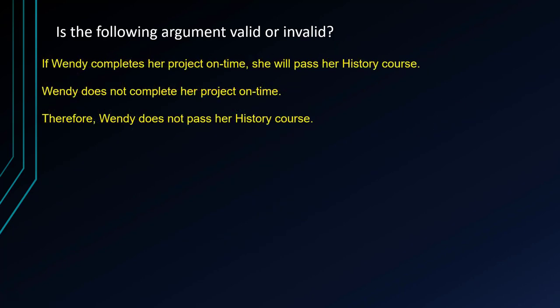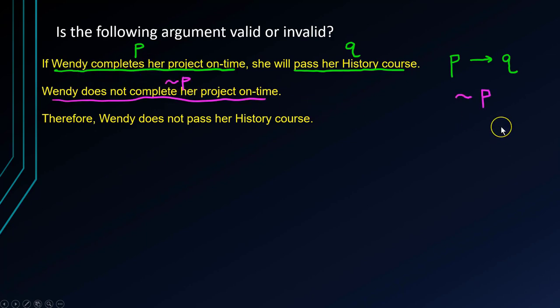And the last example: if Wendy completes her project on time, she will pass her history course. Wendy does not complete her project on time. Therefore, Wendy does not pass her history course. To see if this is a valid argument, I'm going to let P represent Wendy completing her project on time, and Q being that she passes the history course. This next statement says she does not complete her project on time, which is the exact opposite of completing it on time. Therefore, this would be not P.